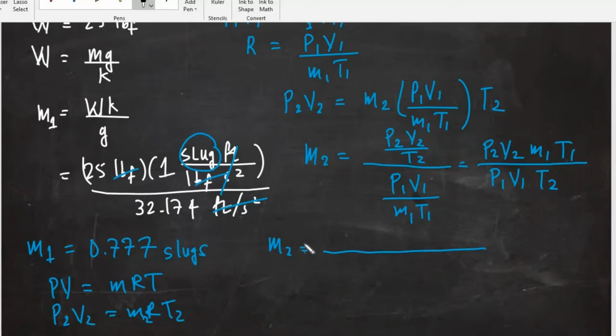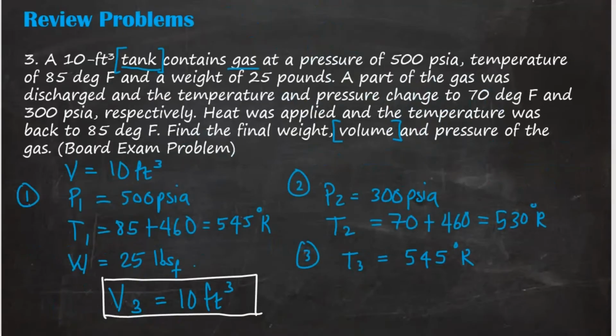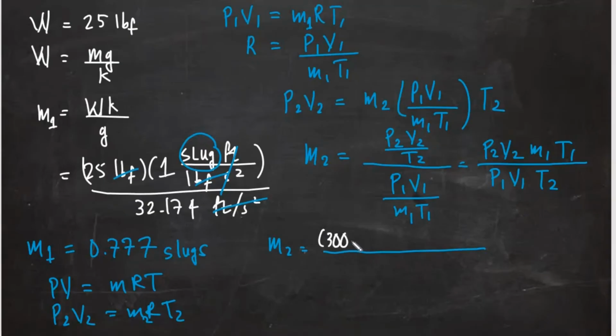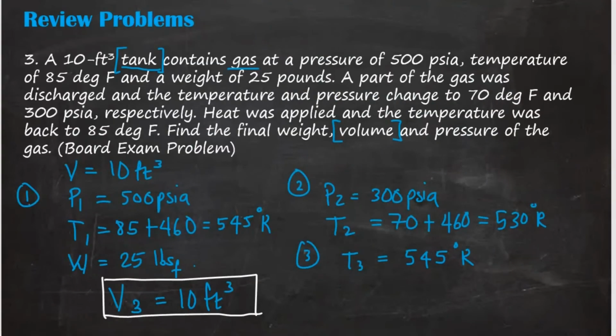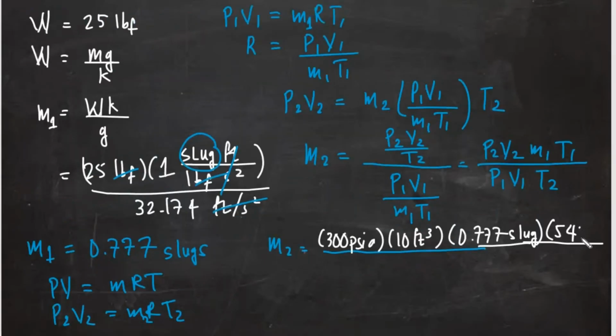P sub 2, let's go back to our given. P sub 2 is equal to 300 psia. V sub 2, it's a tank, so therefore it's still 10 cubic feet. Mass sub 1 is equal to 0.77 slugs. Okay, T sub 1, sorry, I forgot, T sub 1 is equal to 545 degree Rankine. And then we have over P1 V1 times T2.